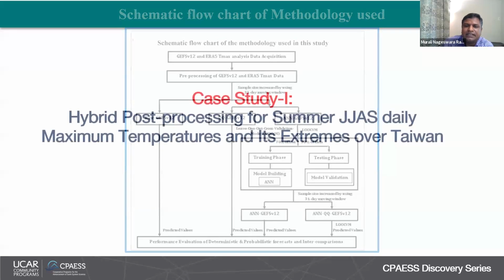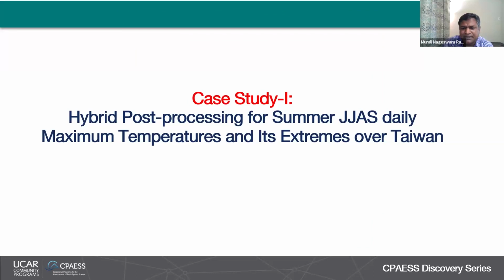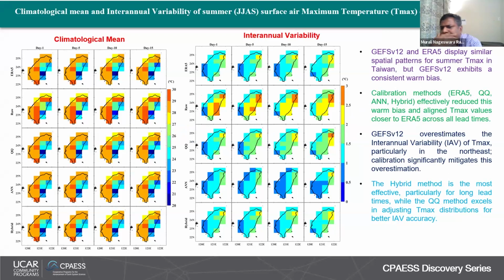Some of the preliminary results I can present here in the case study of Taiwan, with the methodology I have shown. These are the primary results for the Taiwan case. This is the example: the left one is the climatological mean and the right one is the inter-annual variability. Inter-annual variability is nothing but the standard deviation.